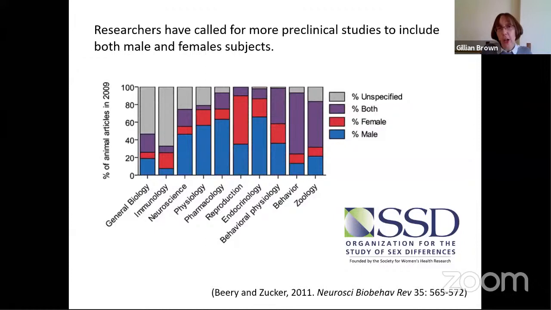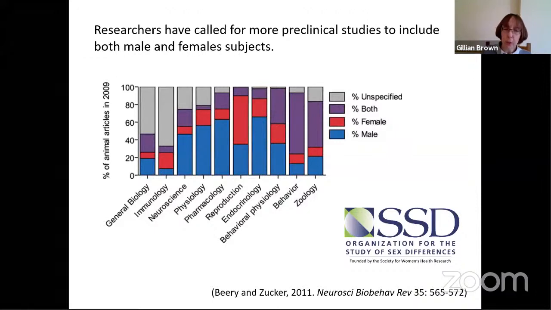I just wanted to put this slide up to show you that there are debates within the literature on the importance of including both male and female subjects in studies. And this is from a review paper in 2011. And the graph just shows a review of articles in various subdisciplines that were published in the year 2009. And in the blue, you can see the proportion of those published papers where the subjects were only male animals, these preclinical studies. So these are mostly rodent studies.